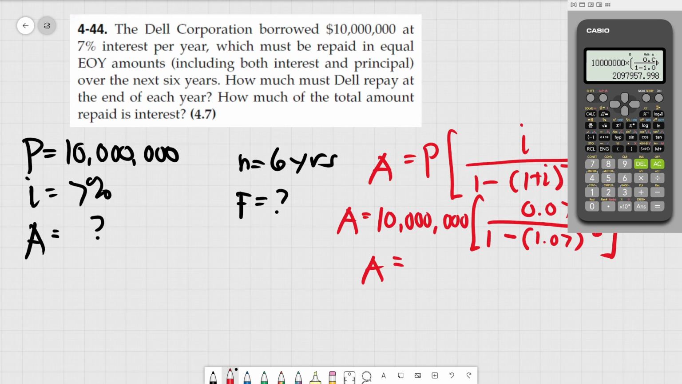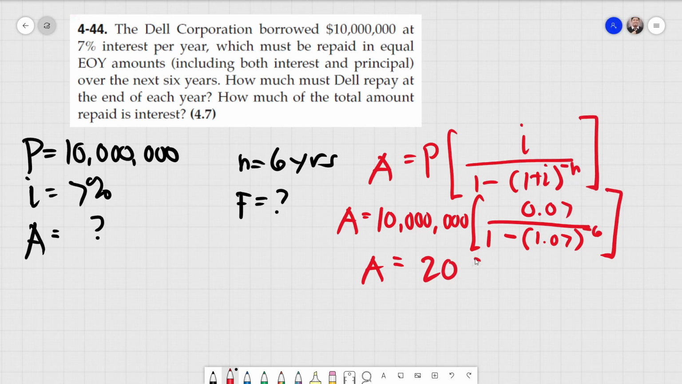Okay. So, 2,097,958. So, ito yung babayaran ng Dell Corporation sa kanilang hiniram na 10 million US dollars. So, every year for the next 6 years.